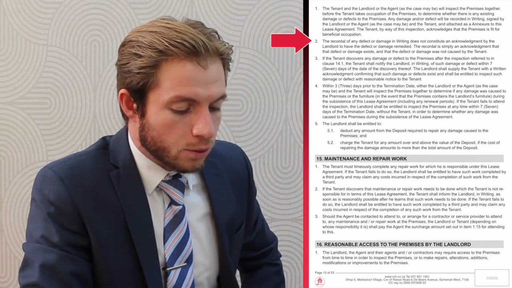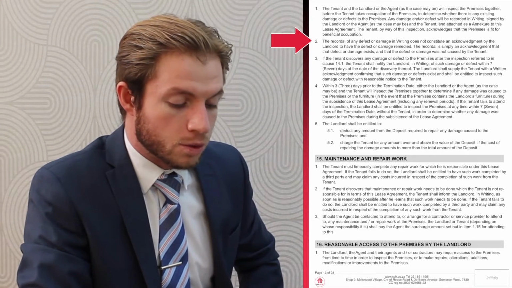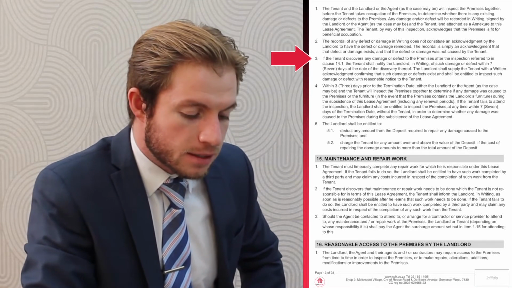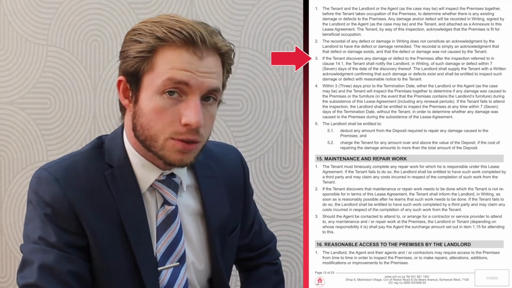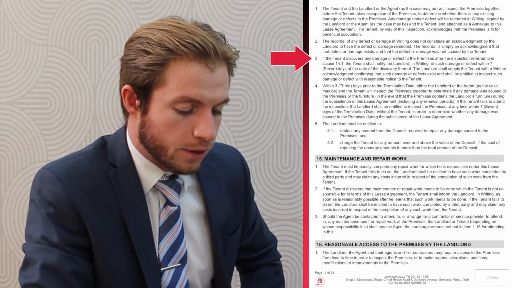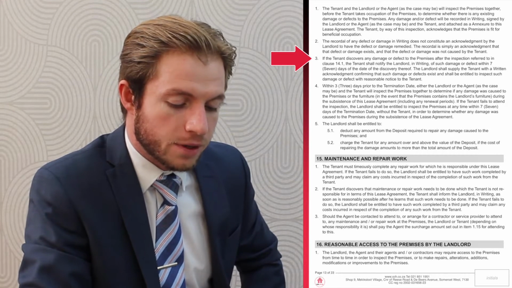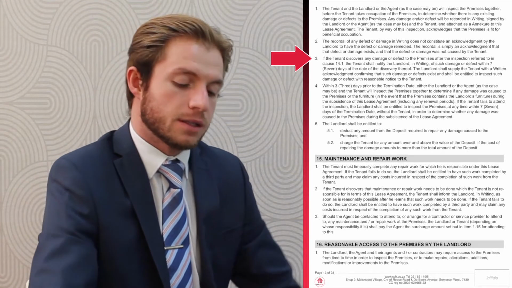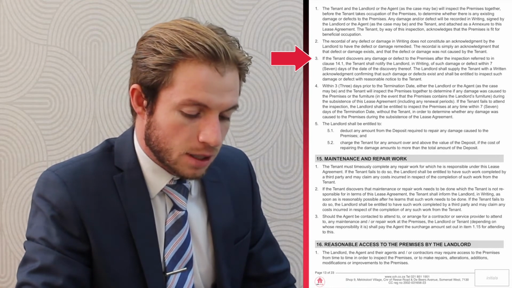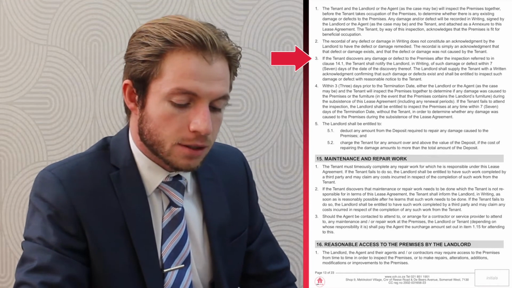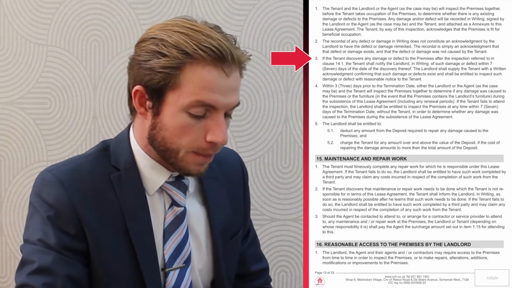The recordal is simply an acknowledgement that the defect or damages exist and that the damage or defect was not caused by the tenant. If the tenant discovers any damages or defects to the premises after the inspection that we just referred to, the tenant shall notify the landlord in writing of such damages or defects within 7 days of the date of the discovery of such defect. The landlord shall supply the tenant with a written acknowledgement confirming that such damage or defect exists, and shall be entitled to inspect such damage or defect within a reasonable time to have it fixed.